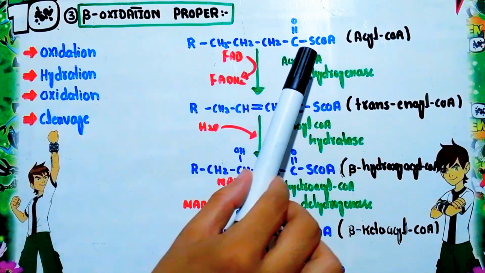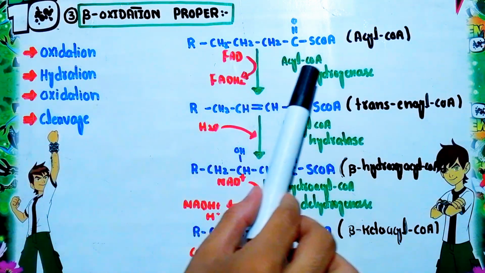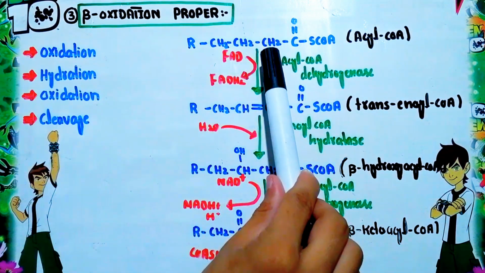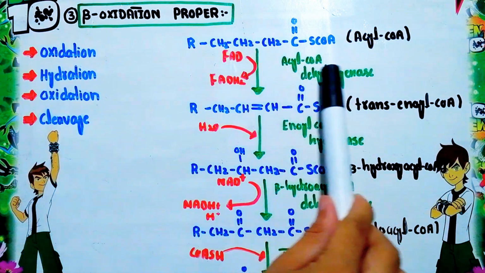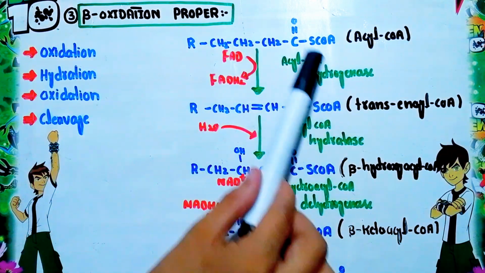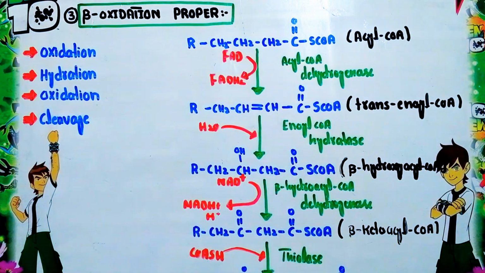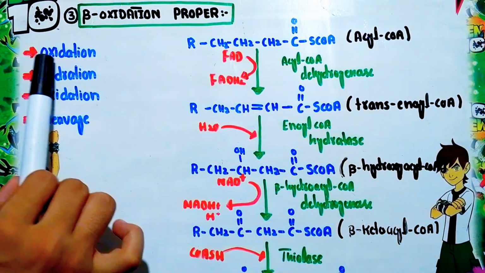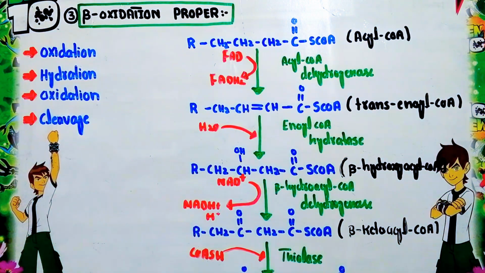The enzyme that catalyzes this reaction is called acyl coenzyme A dehydrogenase. This enzyme basically removes the hydrogen from the beta carbon of the acyl coenzyme A. So this is the first step, that is oxidation. Now what happens in the second step?